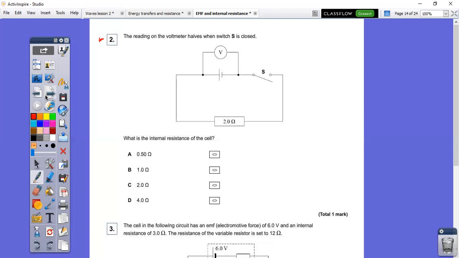Is the answer A? Not quite. Shall I help you out with this one? Let's work through it. I really don't know. It's fine, don't worry. We'll work through it together.